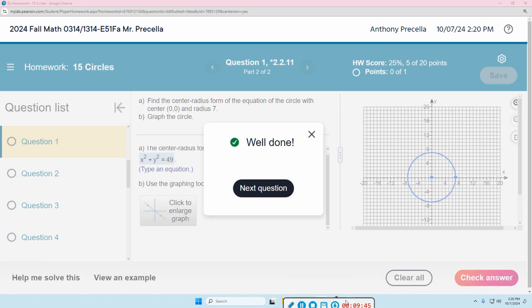So, any questions there? A very, very nice graphing tool for this class. And it's especially nice when it's centered at the origin, because the counting for the radius makes it easier. Any questions?